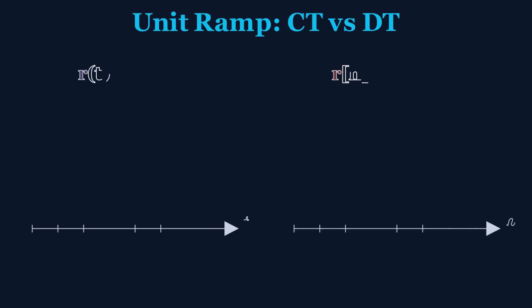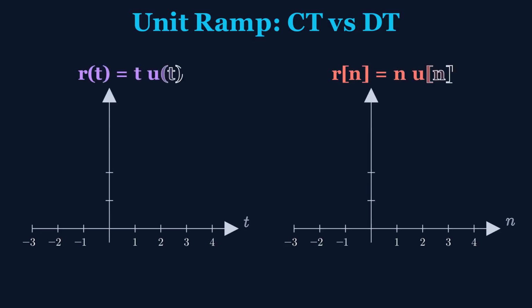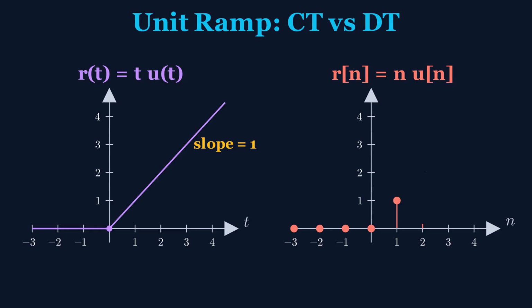Comparing continuous and discrete ramp functions. For continuous time, r of t is a straight line with slope 1 for t greater than or equal to 0. For discrete time, r of n equals n times u of n, which gives us the values 0, 1, 2, 3, 4 at n equals 0, 1, 2, 3, 4. The stem plot shows these linearly increasing values. Just like in continuous time, the DT ramp is the running sum of the DT step. R of n equals the sum of u of k from k equals negative infinity to n.